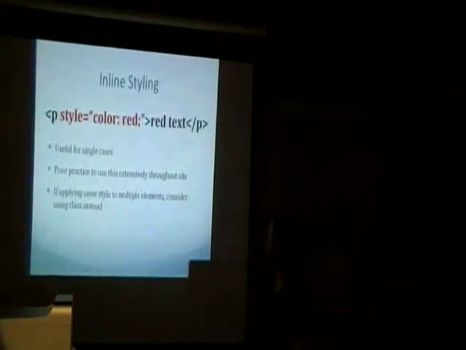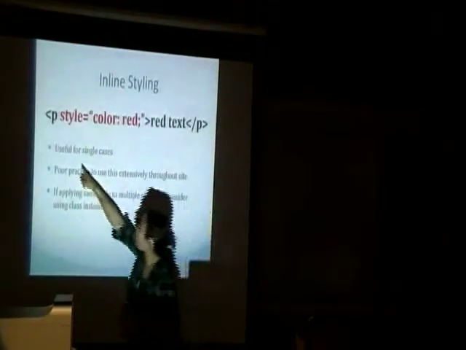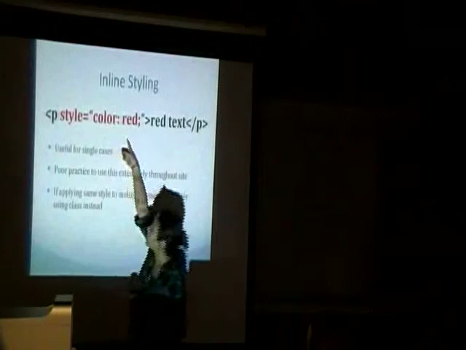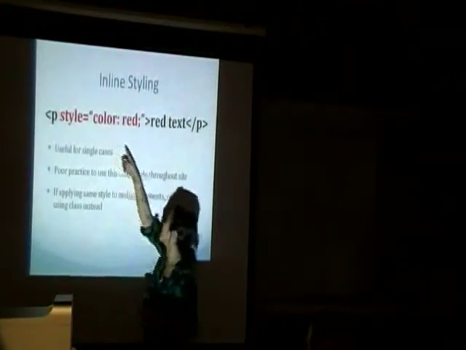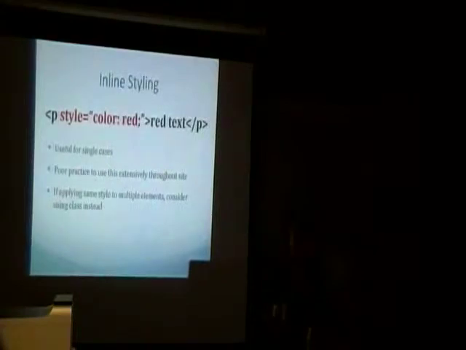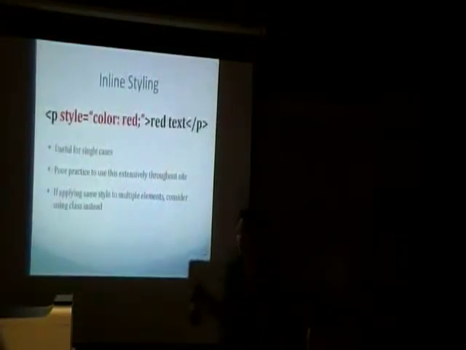Okay, then we have inline styling, which is actually when you put the style in as an attribute for the HTML element. So just like we did before, we put class here for attributes. You can put style, and then you can go ahead and insert your CSS code in here. And this is kind of useful for single cases, but it's really, really bad practice to use this in an actual site where you have a lot of different styles. Can anyone tell me why? This is kind of why we use CSS in the first place.